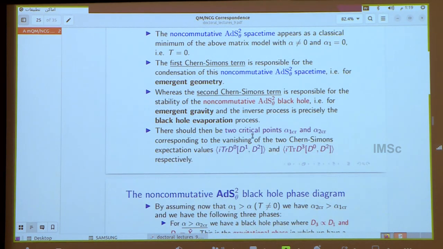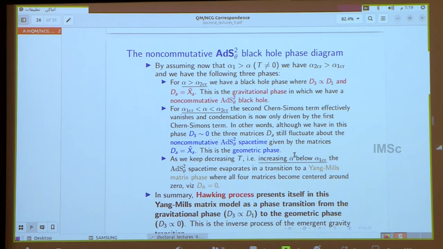So we have 2 critical points, alpha 1 and alpha 2, corresponding to the vanishing of the 2 Chern-Simons expectation values. So I take as order parameters these Chern-Simons operators. So you have 3 phases. If I take alpha greater than the second critical value, alpha 2 critical, we'll have the so-called black hole phase or gravitational phase. In this phase, the dilaton field is proportional to D1, and D are given by the coordinate operators x hat r. This is a gravitational phase in which the non-commutative AdS2 black hole is stable.